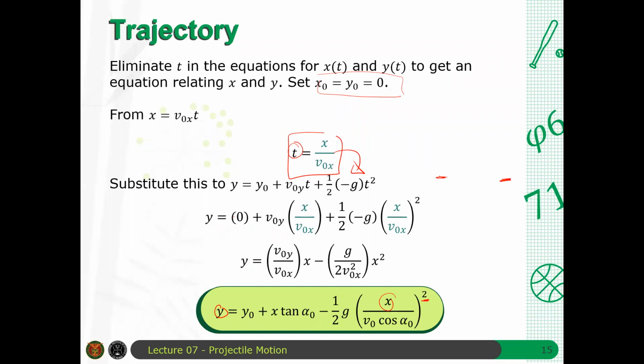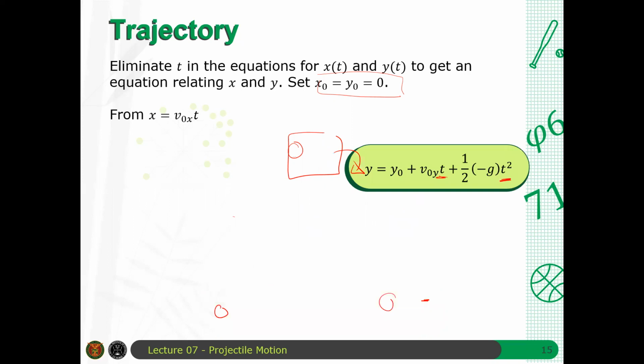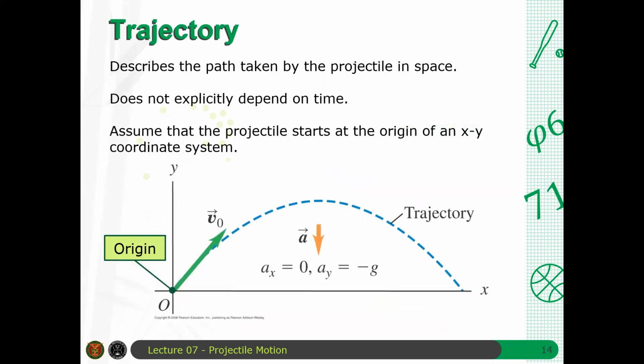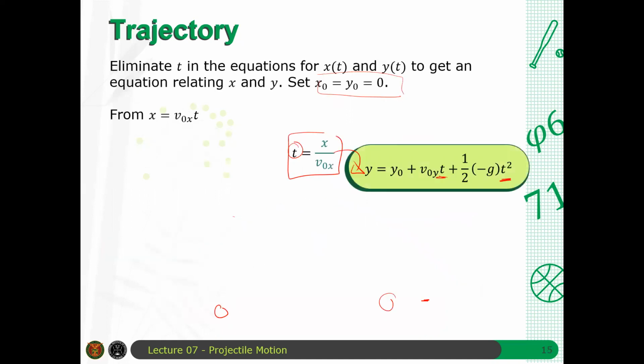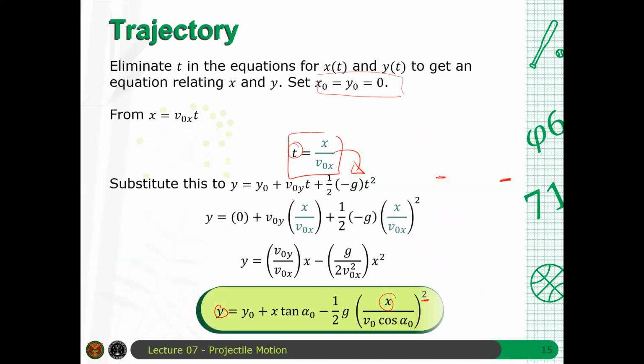Therefore, the shape of the trajectory of a projectile is a parabola. Kaya ganyan yung itsura niya, di ba? It is a parabola. Therefore, may symmetry yan. Symmetric yan about the vertex. Okay? Clear ba tayo doon? Questions? May tanong ba rito?